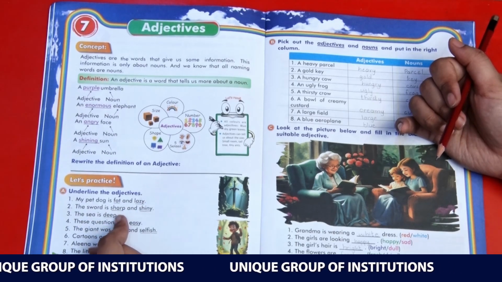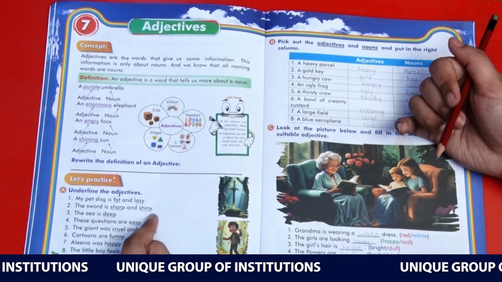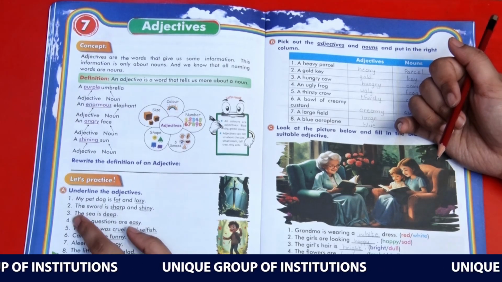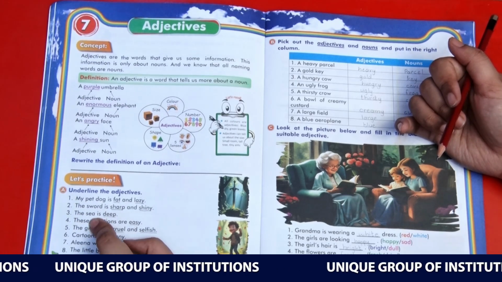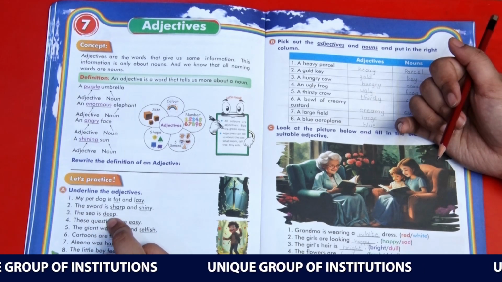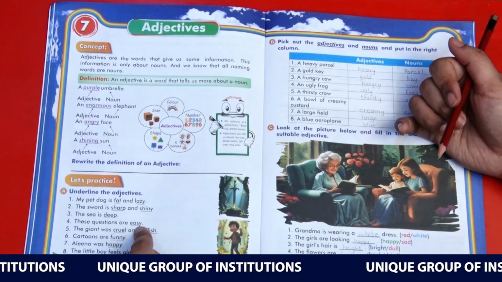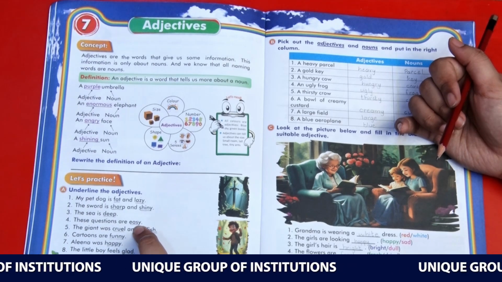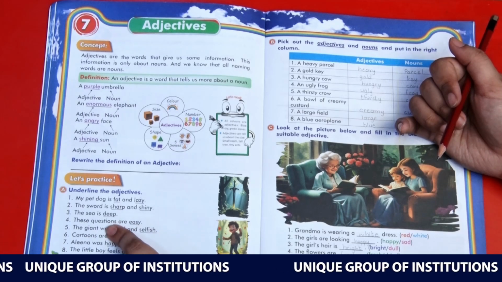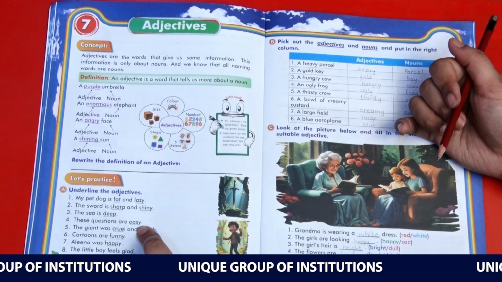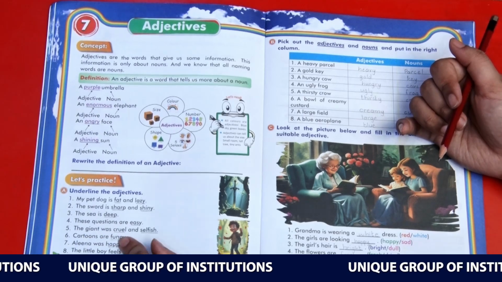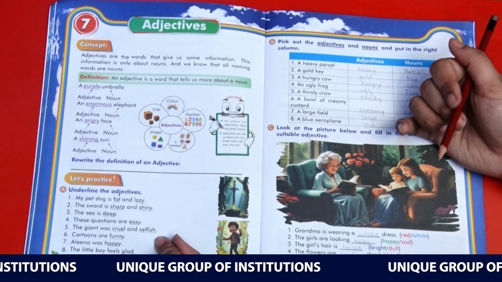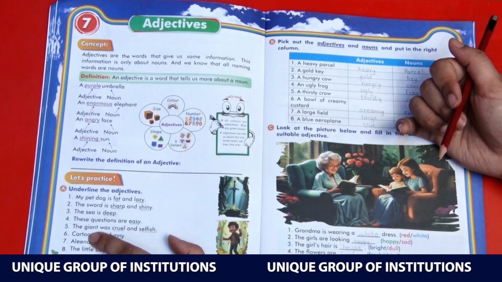The sword is sharp and shiny. Sharp and shiny are adjectives here, which are indicating what kind of sword it is. So underline sharp and shiny. The sea is deep. Sea is the noun and deep is the adjective here. The questions are easy. Questions is the noun, and what kind of questions are these? Easy. So easy is giving information about the noun. Easy is our adjective here, underline it. The giant was cruel and selfish. Giant is the noun; cruel and selfish are adjectives because they are telling us about the giant.